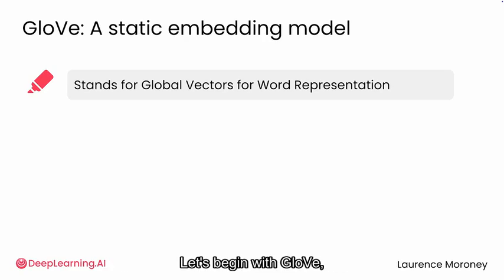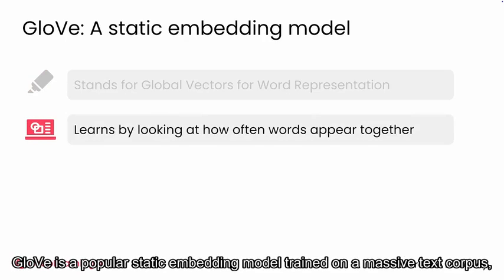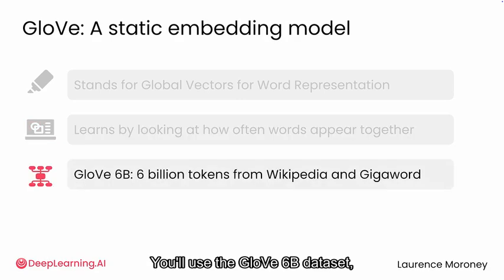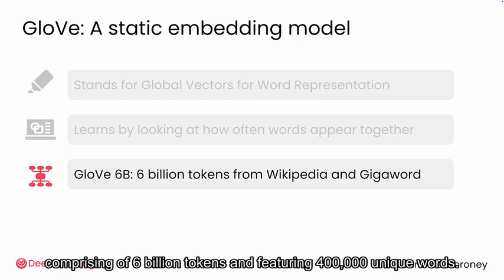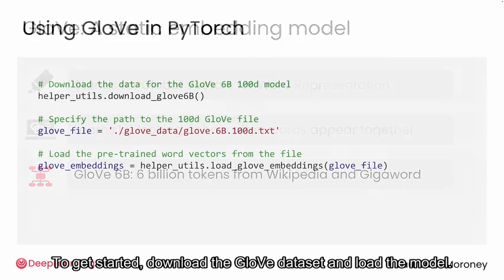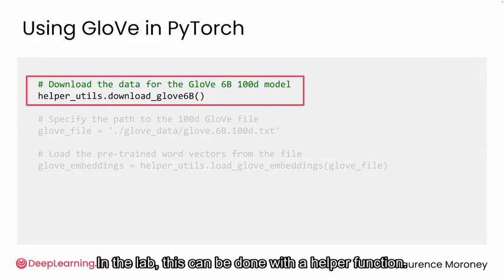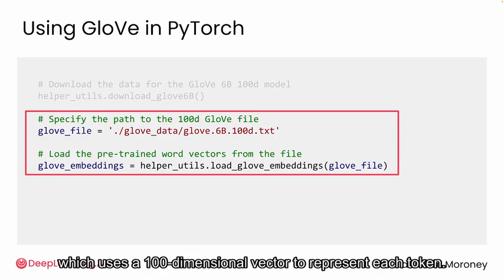Let's begin with GloVe, which is short for Global Vectors for Word Representation. GloVe is a popular static embedding model trained on a massive text corpus, learning from how often words appear together. You'll use the GloVe 6B dataset, trained on a mixture of Wikipedia and Gigaword data, comprising 6 billion tokens and featuring 400,000 unique words. To get started, download the GloVe dataset and load the model. In the lab, this can be done with a helper function. Specify the file path and load the model, which uses a 100-dimensional vector to represent each token.